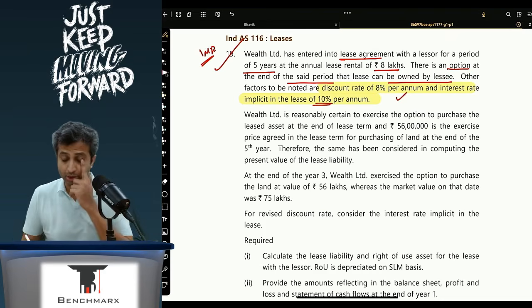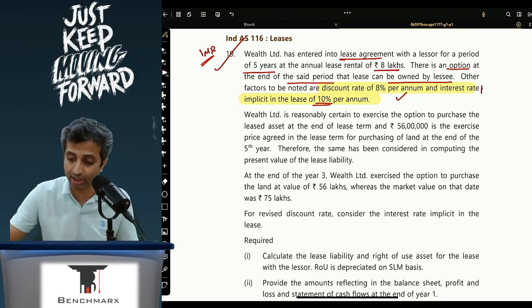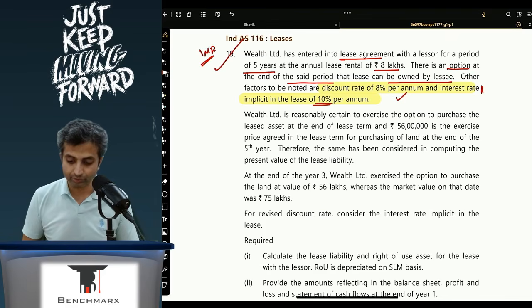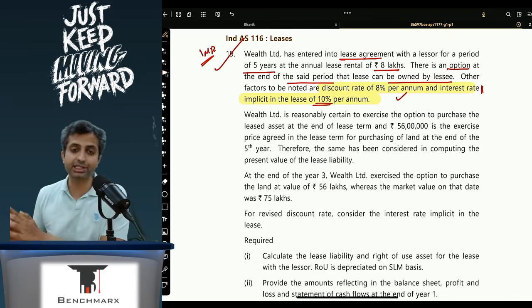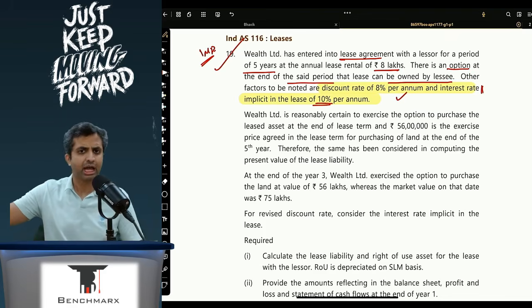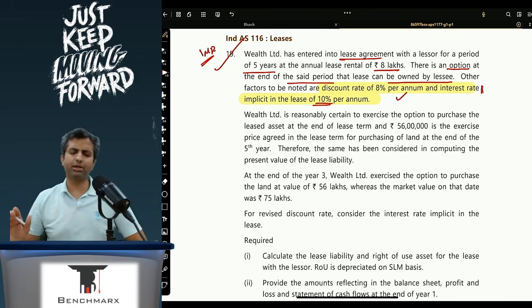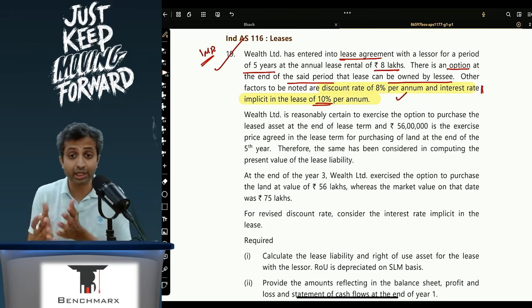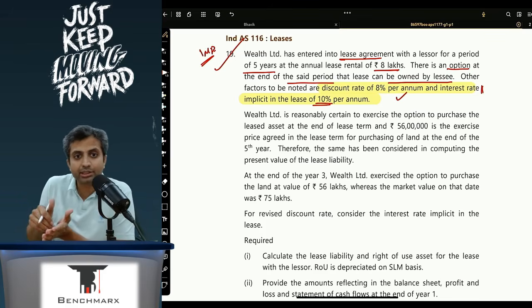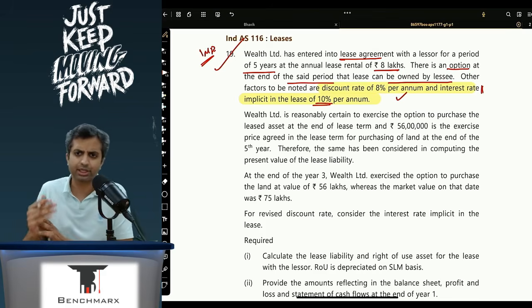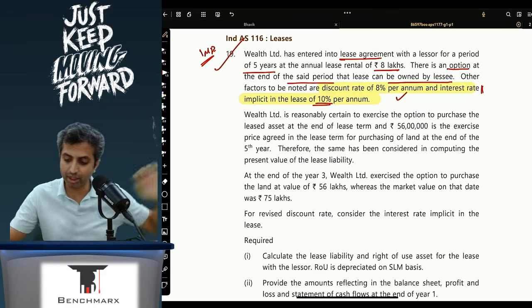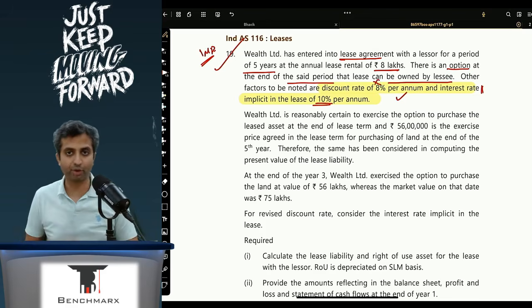I believe the institute has also taken that. So this is one important area where you have to do a selection. If the lessor's IRR and the lessee's incremental borrowing rate are both given, you will first take the lessor's IRR, and if that is not available, the lessee's incremental borrowing rate. Here you have been given an interest rate implicit in the lease, which is 10%, and then some discount rate which is just given to throw you off track.